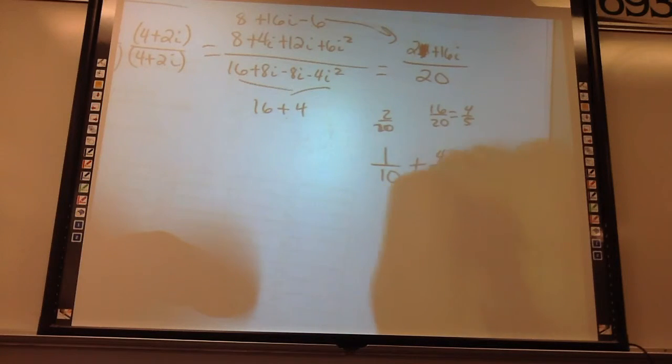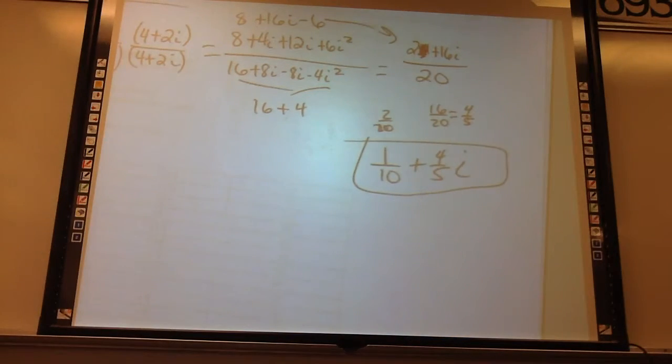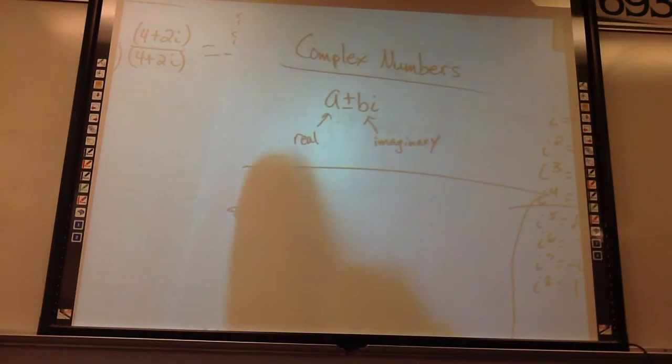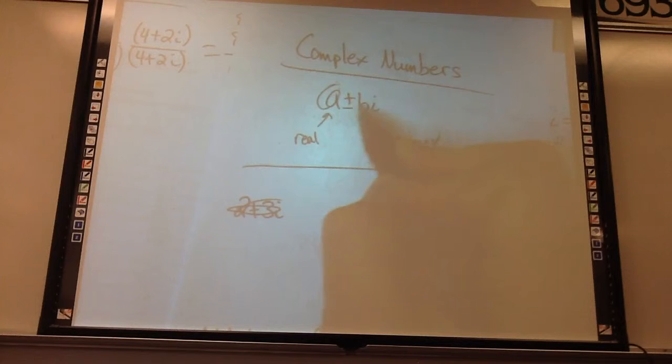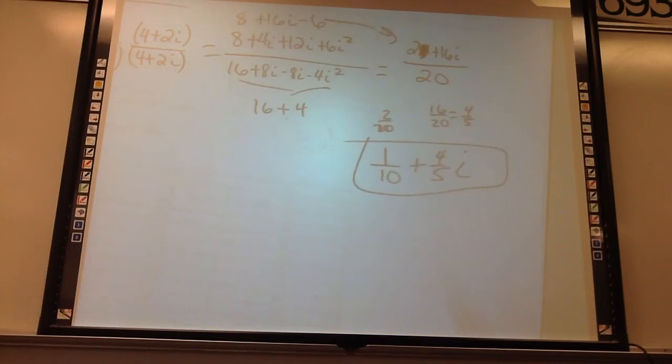Why can't you just leave it at 2 plus 16i over 20? How are complex numbers written? They're written like a plus or minus bi. You've gotta have a real number plus or minus another number times i. So we have to write it like that.